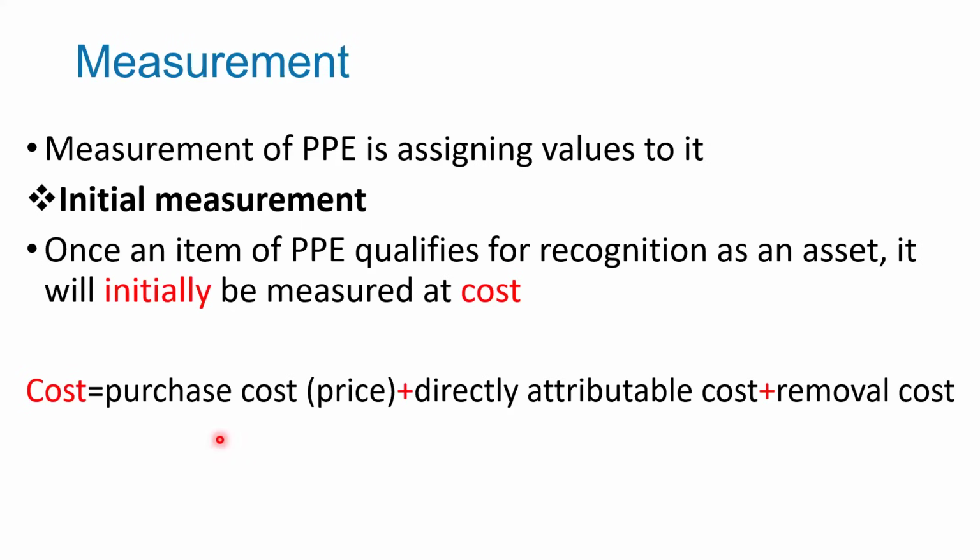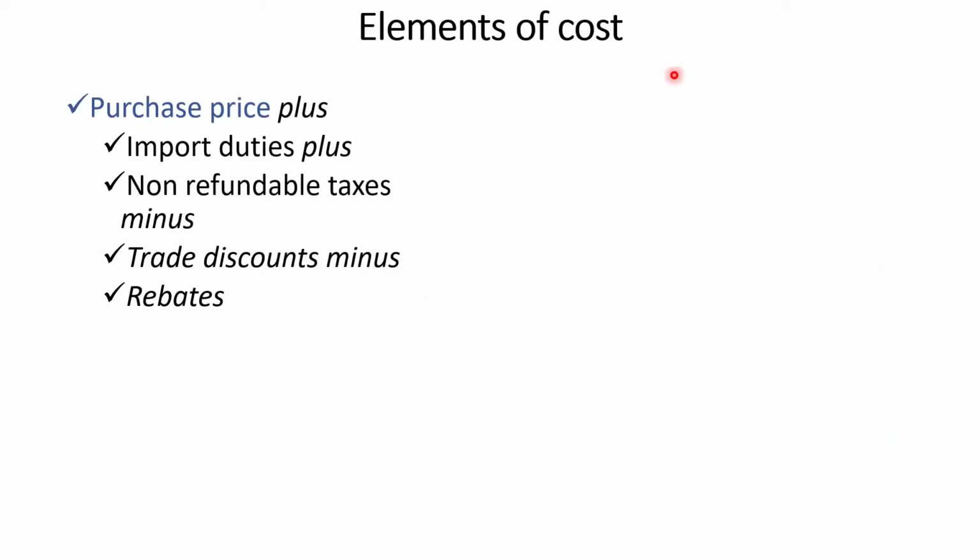In future, I can give you a list of items and ask you to determine the cost of the item of PPE. So when you are computing the cost of the item of PPE, always look for the purchase cost or the purchase price. Also look for directly attributable costs and then look for removal or dismantling costs and put them together to get the cost of the item of PPE.